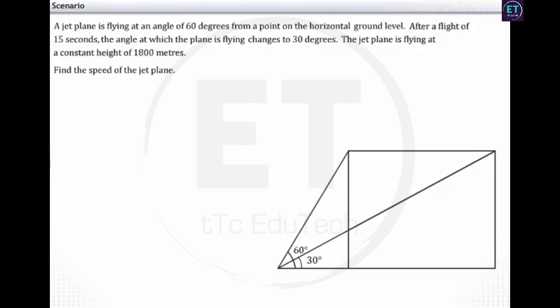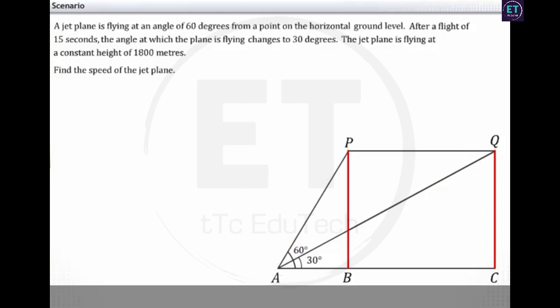First, we'll draw a rough figure based on the problem. Here, A is the point of observation, and AC is the horizontal line through the point of observation. P is the point at which the height of the plane is first observed, and Q is the position of the plane after 15 seconds. AP and AQ are the two lines of sight. PB and QC are the perpendicular distances of point P and Q respectively from the horizontal line AC.